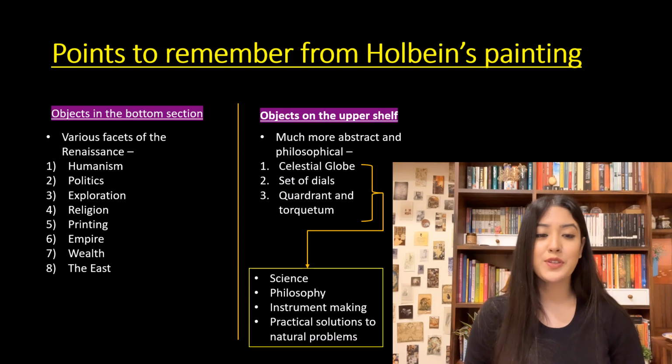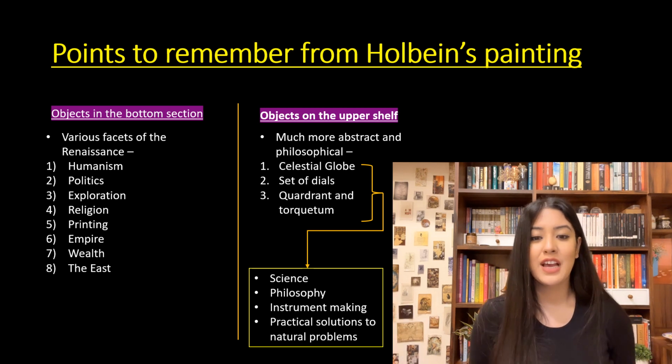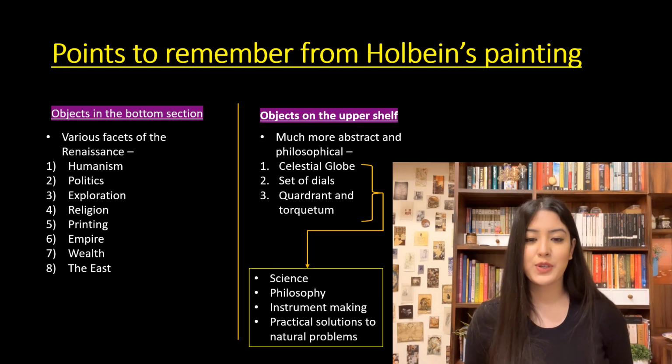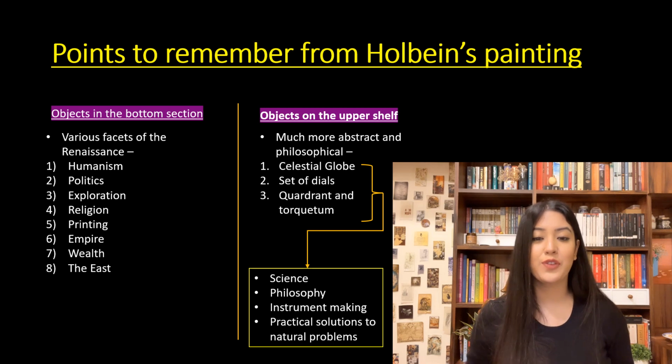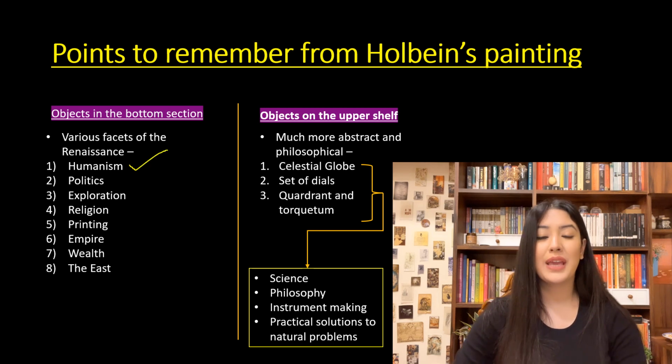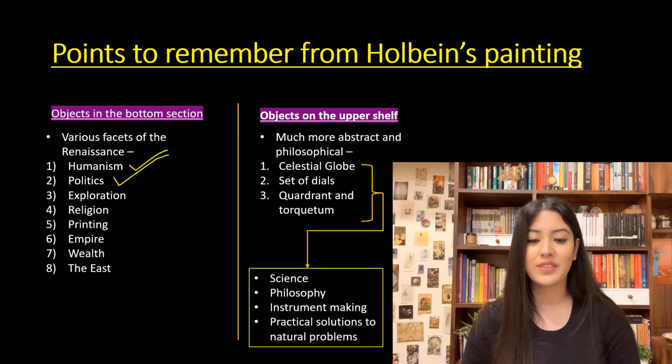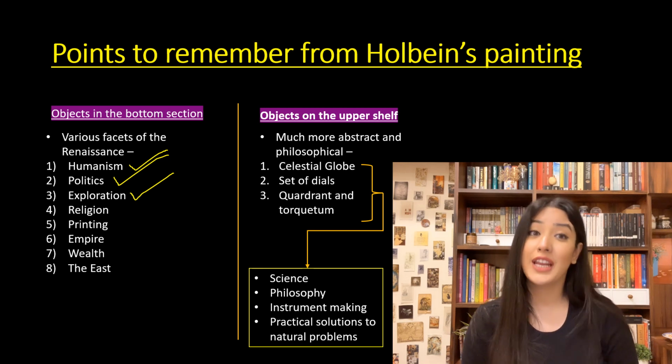So what are the points to remember from Holbein's painting, and what can you actually include in your answers? Objects in the bottom section: you have various facets of the Renaissance. You have humanism, like we've discussed. We have politics, the two men, which we have discussed. We have exploration; we have discussed the mapping, and we have discussed the trading and commerce.